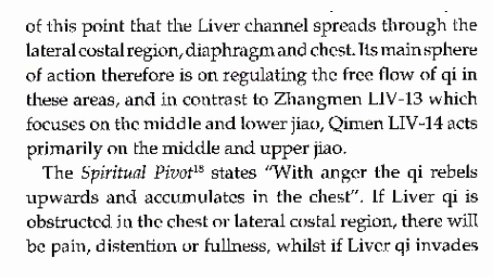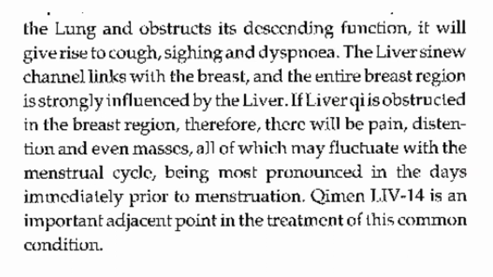The Spiritual Pivot states, with anger, the qi rebels upwards and accumulates in the chest. If liver qi is obstructed in the chest or lateral costal region, there will be pain, distension, or fullness. Whilst if liver qi invades the lung and obstructs its descending function, it will give rise to cough, sighing, and dyspnea. The liver sinew channel links with the breast, and the entire breast region is strongly influenced by the liver.